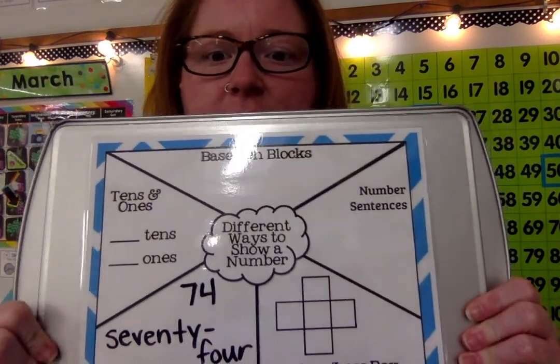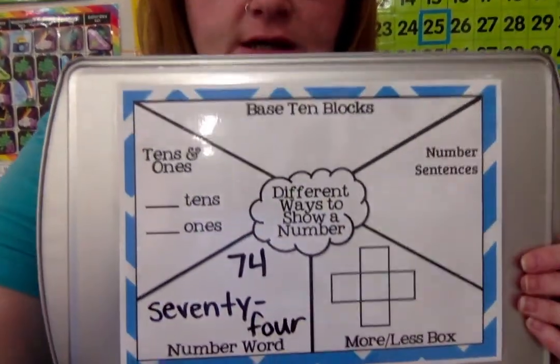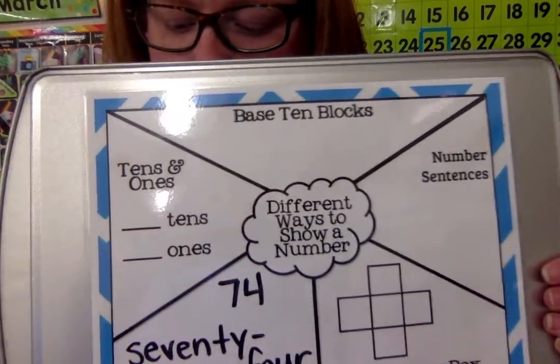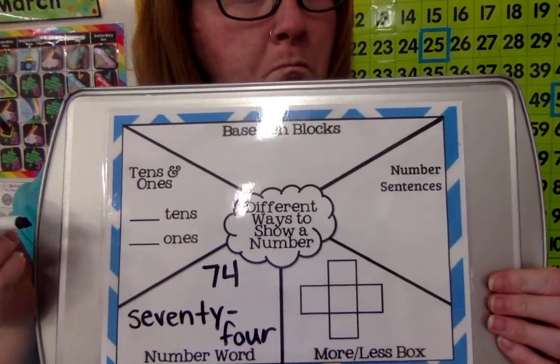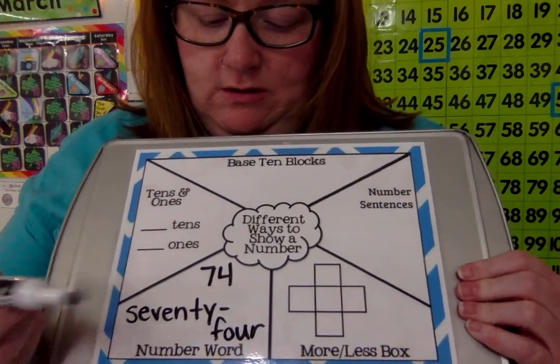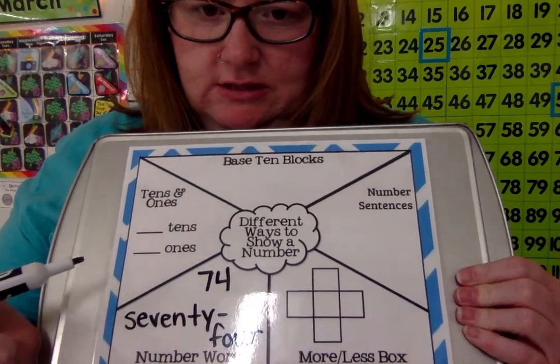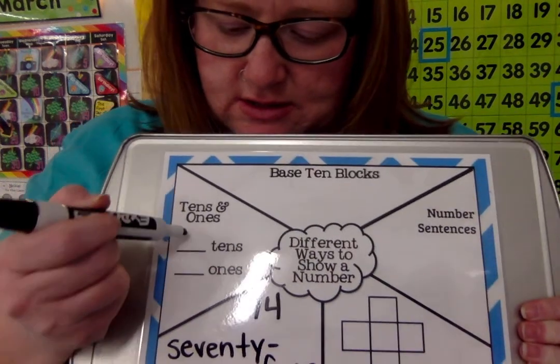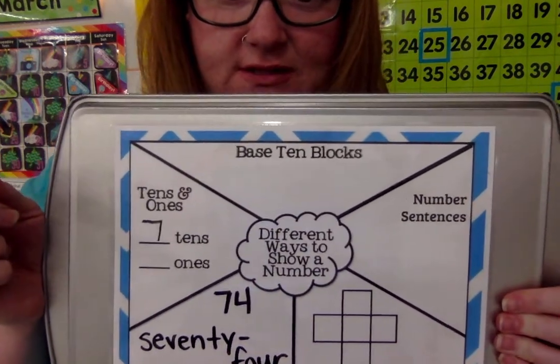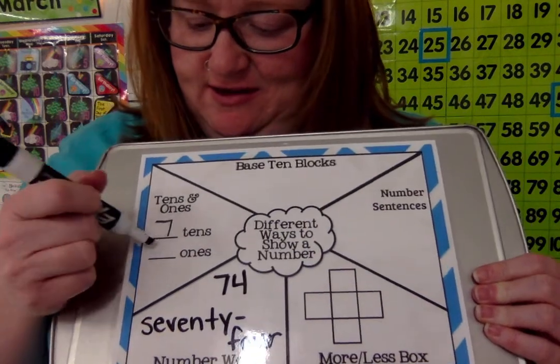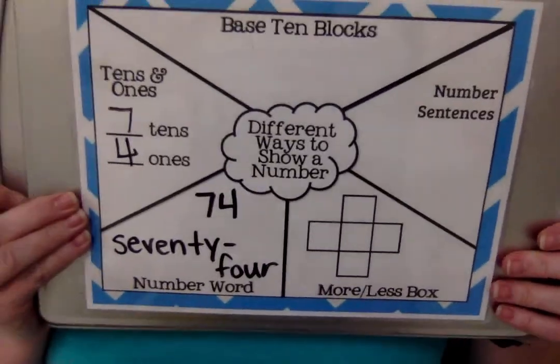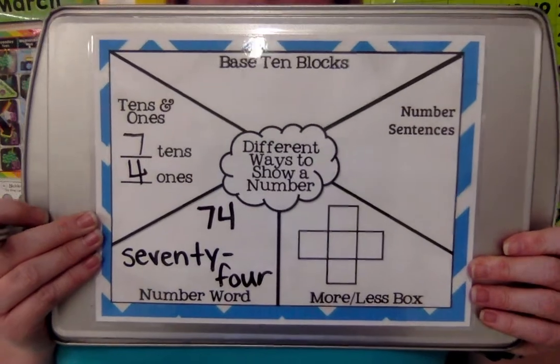So when I look at that number, what do you see? How many tens? How many ones? Did you say there were 7 tens and 4 ones? 74 does have 7 tens, 4 ones. Okay, so what does that look like with our base 10 blocks? 7 tens and 4 ones.